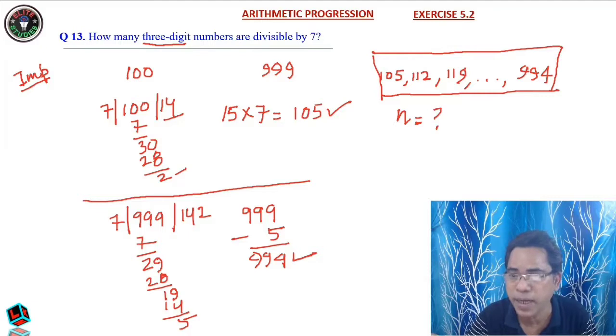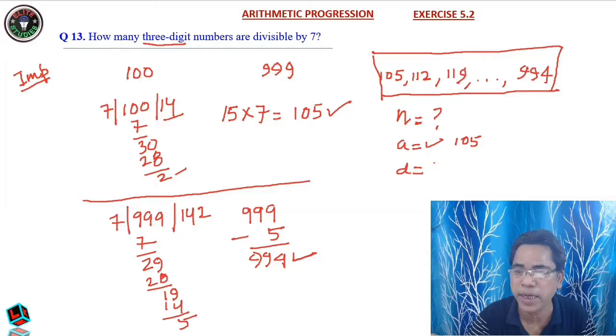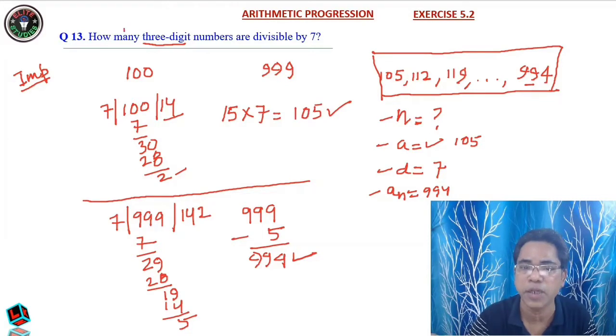How many numbers are there in this AP? So here you see A is given to us, A is 105, and D is 7, because 112 minus 105 is 7, and An is equal to 994 from here. So again you see 3 variables are known, the fourth variable can be easily calculated, and the value of n that you will get is the required answer to this particular question.